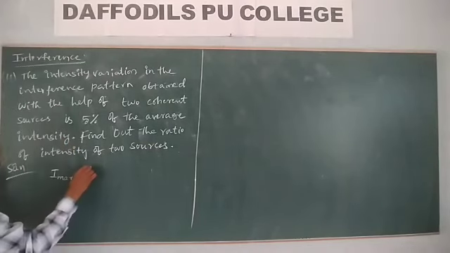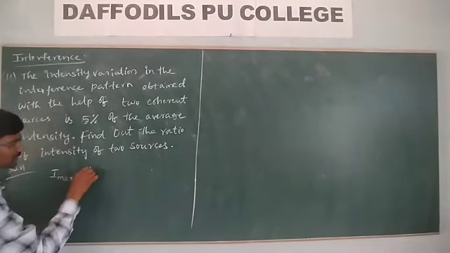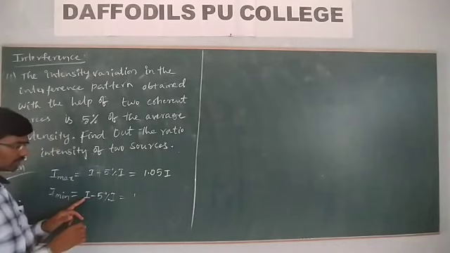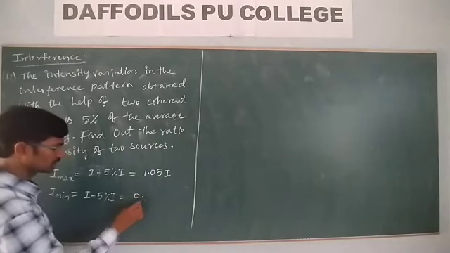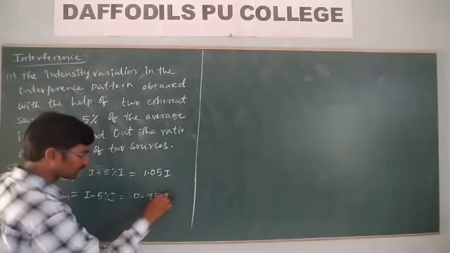So what do you get here? I plus 5%, 1.05. So I maximum is I plus 5% of I, that is equal to I plus 5 by 100, 0.05, then 1.05 I. Similarly, minimum intensity I minimum is I minus 5% of I, that is I minus, that means 1 minus 0.05, which is 0.95 I.